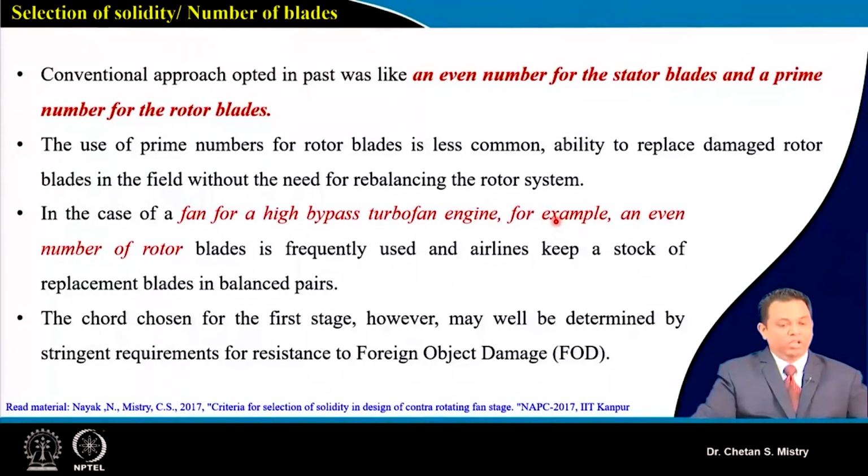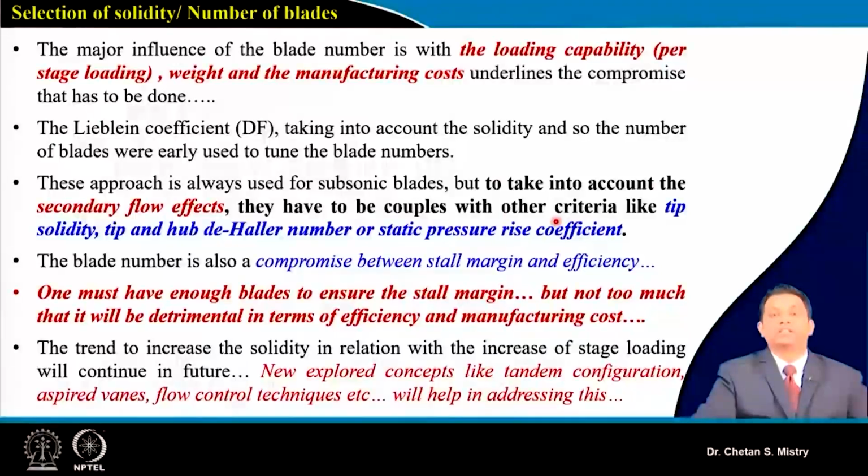Here, if we consider the number of blades, then we need to realize what kind of loading we are looking for, that means the per stage loading we are expecting. The second parameter that comes into the picture is the weight of that rotor, and because of it, the weight of the whole engine. Then we need to check the manufacturing cost, and we need to compromise among all these parameters.